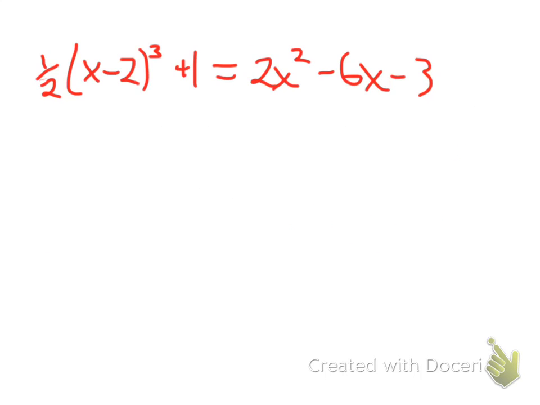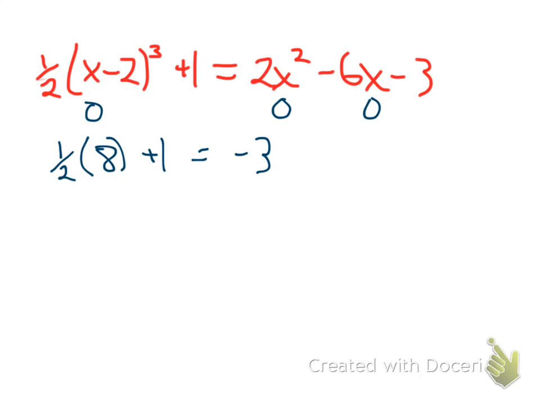If I substitute in 0 for all my x values, I'm going to have 1/2 times negative 2 cubed, which is 8, plus 1, equals negative 3, because these all become zeros. So 1/2 times a negative 8, sorry, that was a negative 8 there. Negative 2 cubed is a negative 8. 1/2 times negative 8 is a negative 4, plus 1, and I get negative 3 equals negative 3. That works out.